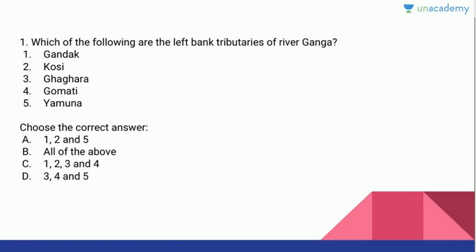Which of the following are the left bank tributaries of river Ganga? Out of this, I definitely and 200% know that Yamuna is the right bank tributary of river Ganga, because Yamuna comes from the right side. If you can visualize it in your head, it's very easy. So all of the above cannot be the answer. 1, 2, 5 cannot be the answer. 1, 2, 3, 4, 5 cannot be the answer. So the only answer possible is C, that is 1, 2, 3, 4.